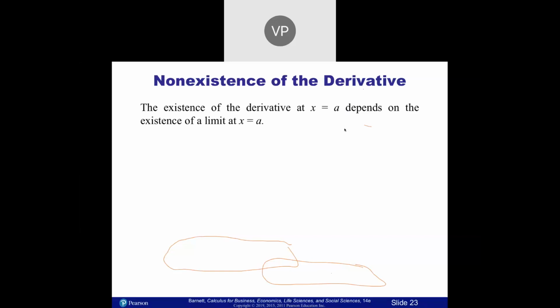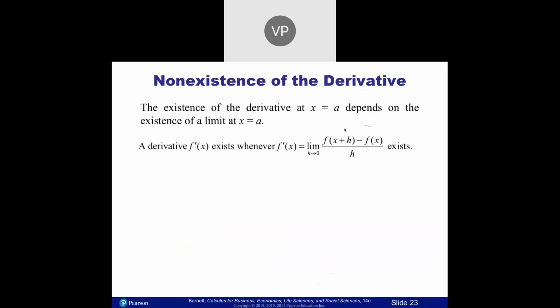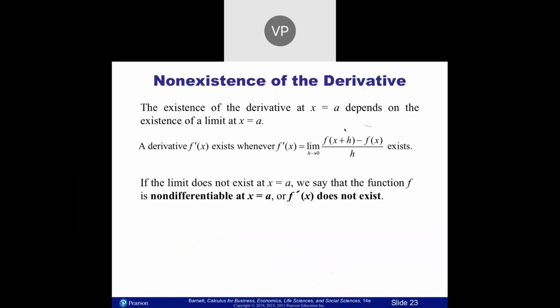All right, and the last part here is the non-existence of the derivative. Sometimes the derivative doesn't exist, okay? And what happens is, if the limit does not exist at x equals a, we just say the function's not differentiable.